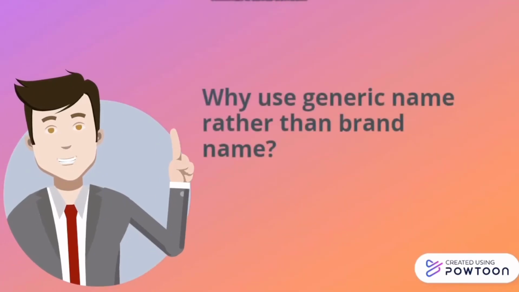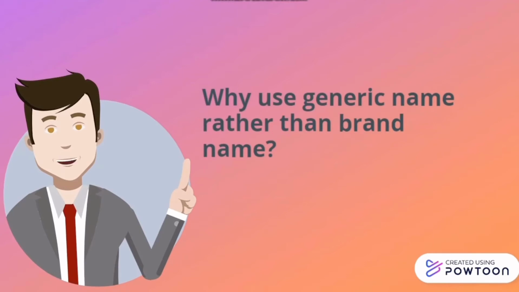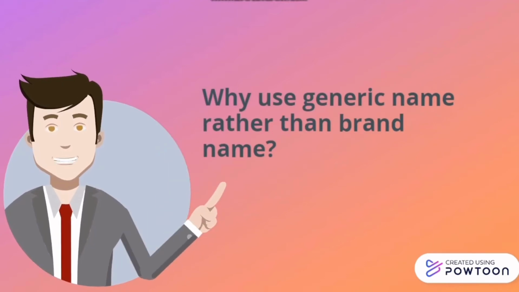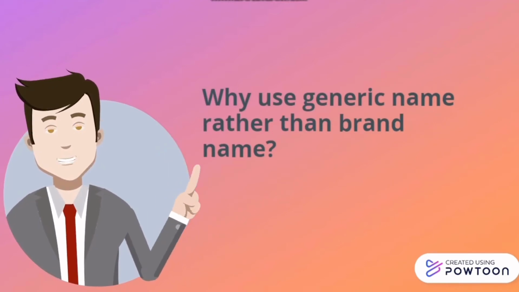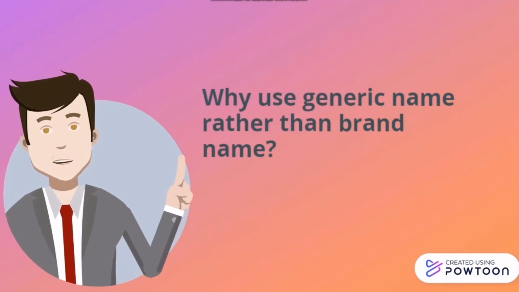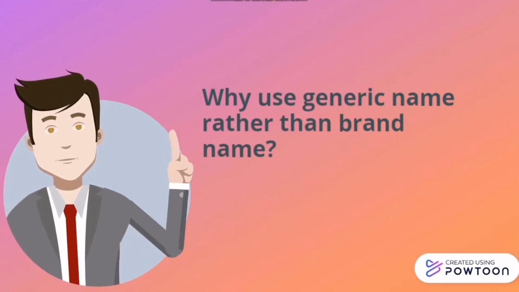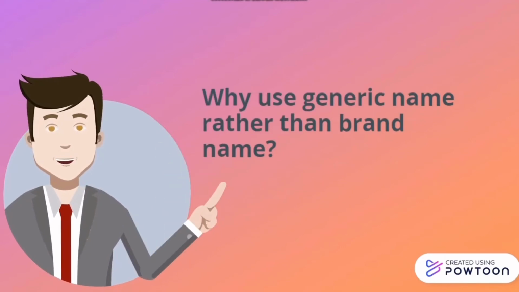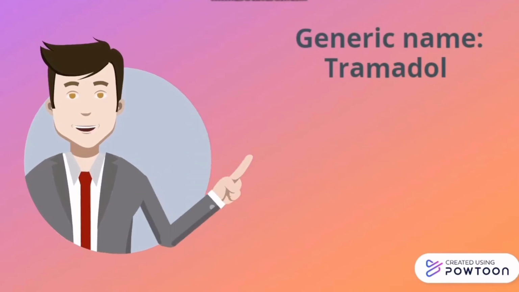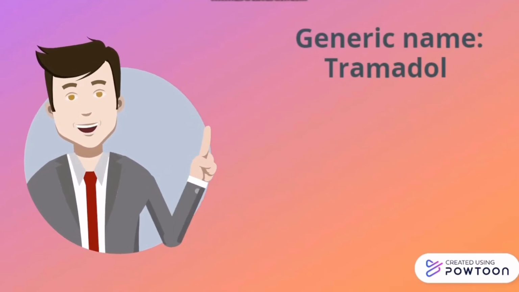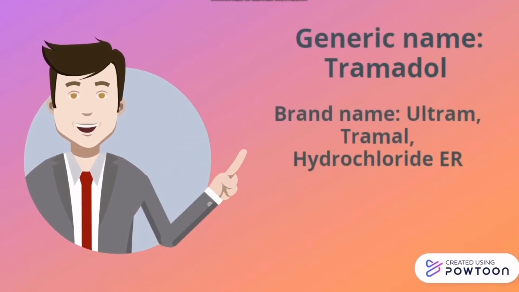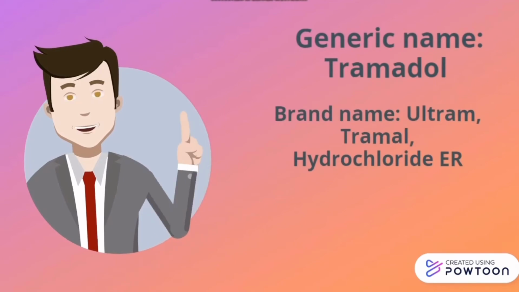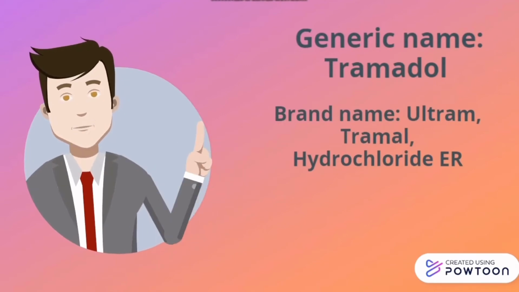Why do pharmacists and doctors use the generic name rather than the brand name? This is because they want patients to be more familiar with the generic name, as it is used all over the world compared to the brand name. The brand name is used only in a certain country, which means different countries have different brands. So this is an example: the generic name is Tramadol, and the brand names we have are Ultram, Tramal, and also hydrochloride ER.